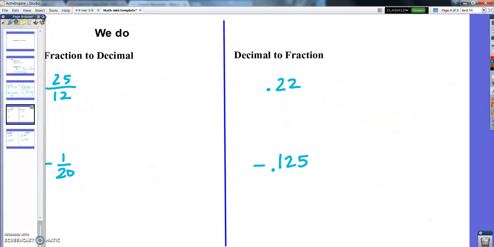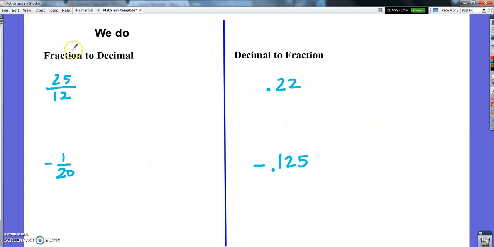Here they are. All right. Let's start with fraction to decimal. So I'm going to change that to a decimal. 25 twelfths. Remember, that's equal to 25 divided by 12. It's just two ways to write the same thing.